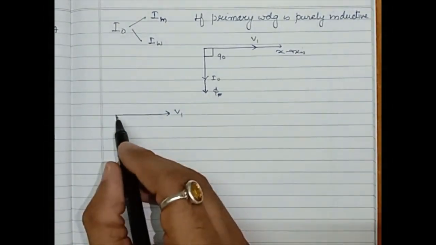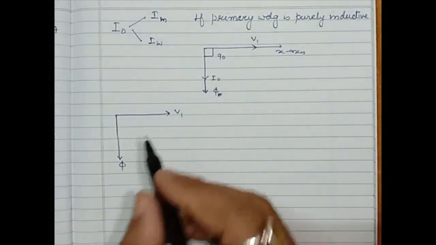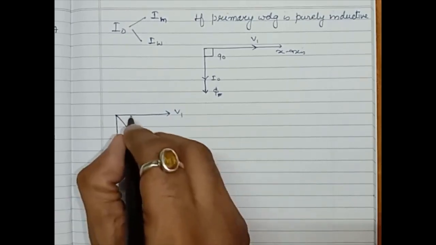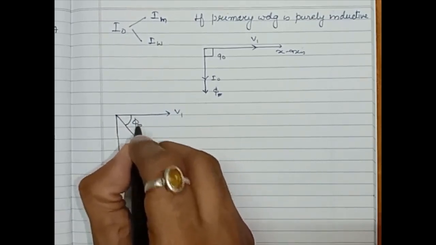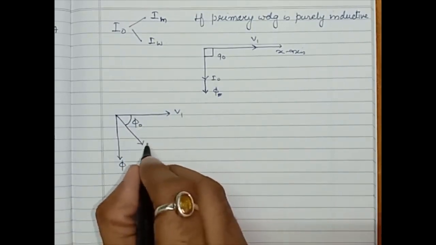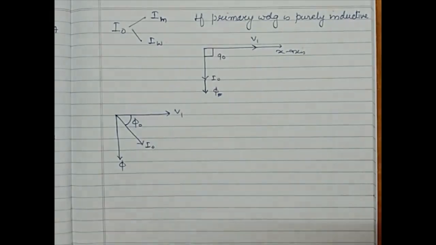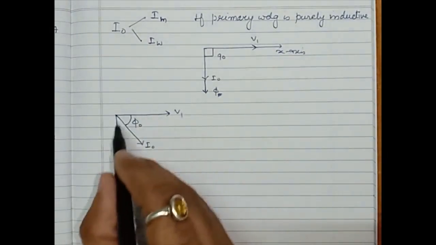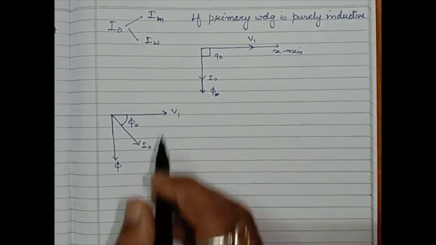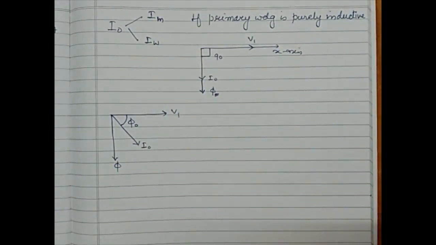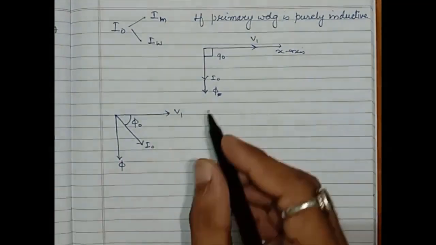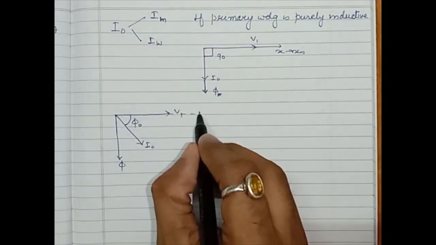As the primary winding of the transformer is practical, the current will lag by some angle phi naught. Phi naught is the no load power factor angle, and this is I naught. This is the phasor diagram for a practical transformer at no load. Now suppose this is on the x-axis.